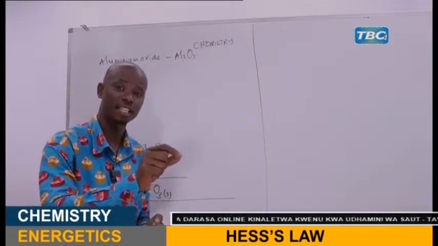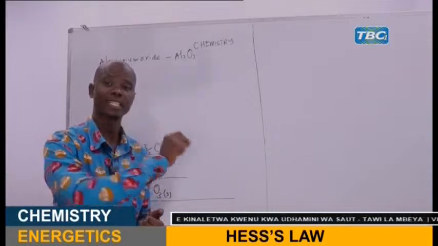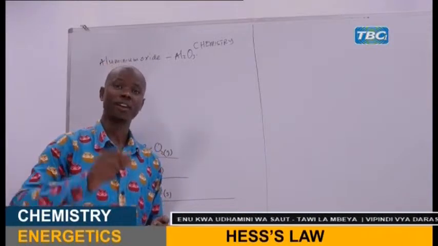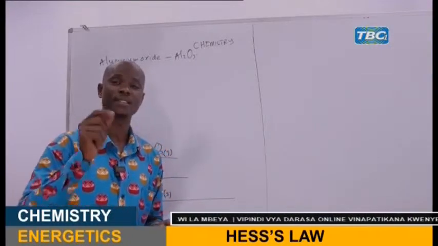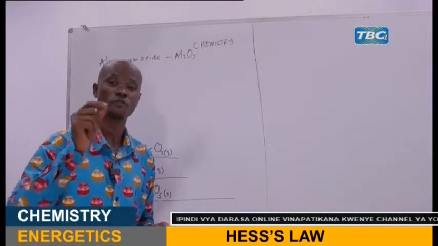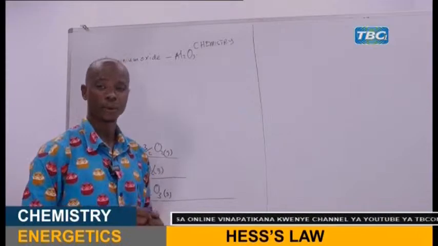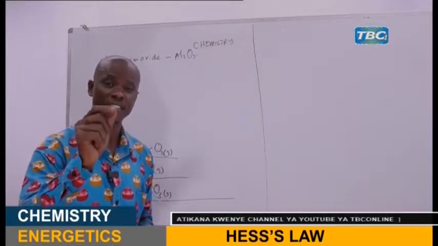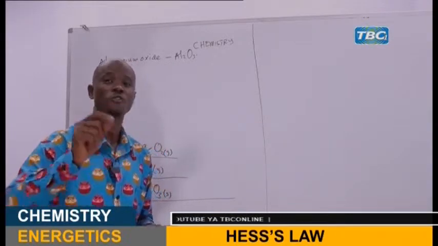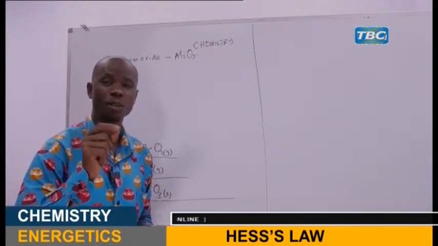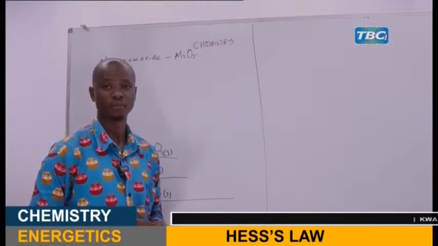That means the first electron is removed from a gaseous aluminium atom. We have the second ionization energy, that means the second electron is removed from a gaseous aluminium ion. We have the third ionization energy, that means the third electron is removed from an aluminium dipositive ion.